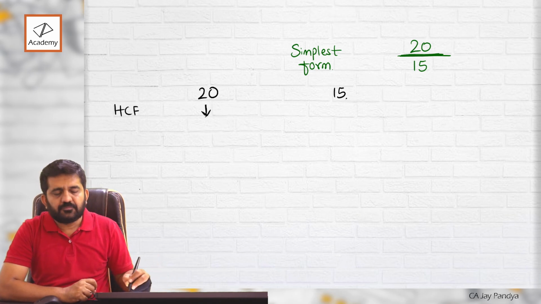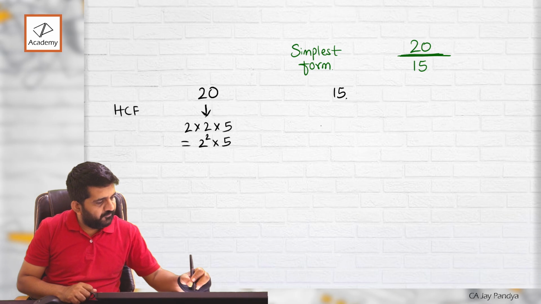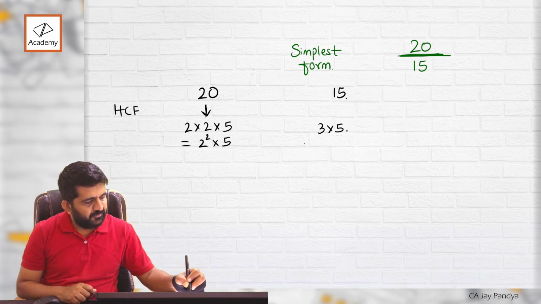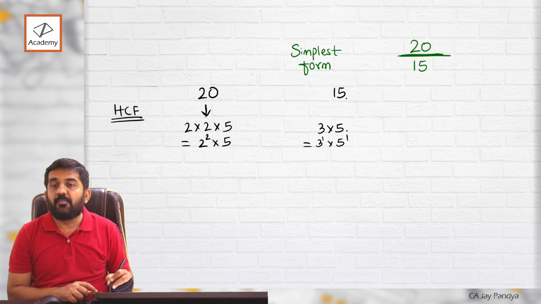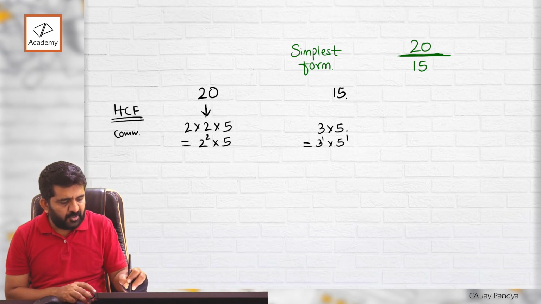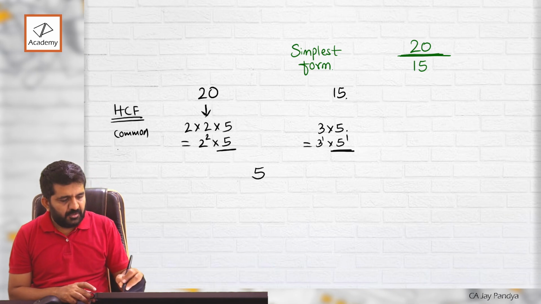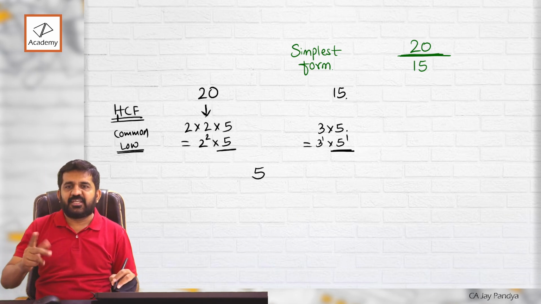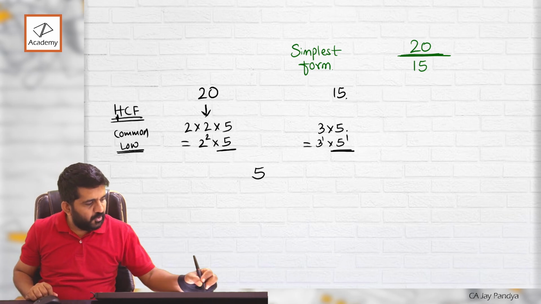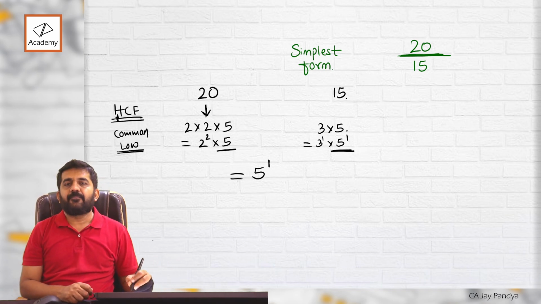20 is 2 into 2 into 5, which is 2 square into 5. 15 is always 3 into 5, so 3 raised to 1 multiplied by 5 raised to 1. I want the highest common factor. Two things to remember. Common. Is anything common? 5. Number 3. Higher means I need to say low. I am a small child. There is no question here because 5 is only raised to 1. So what is HCF? 5?